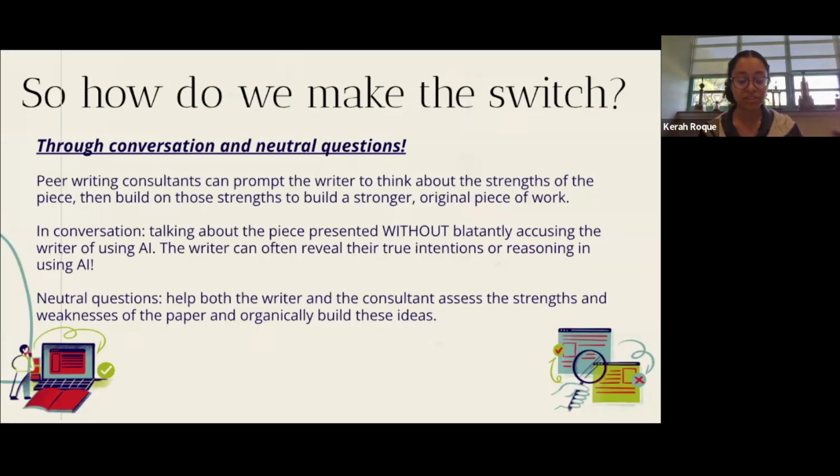With neutral questions. Neutral questions help both the writer and the consultant assess the strengths and weaknesses of the paper and organically build on these ideas through conversation. Many of the questions introduced in the beginning of the presentation can also be applied with AI written work. We will also explore some AI specific neutral questions.